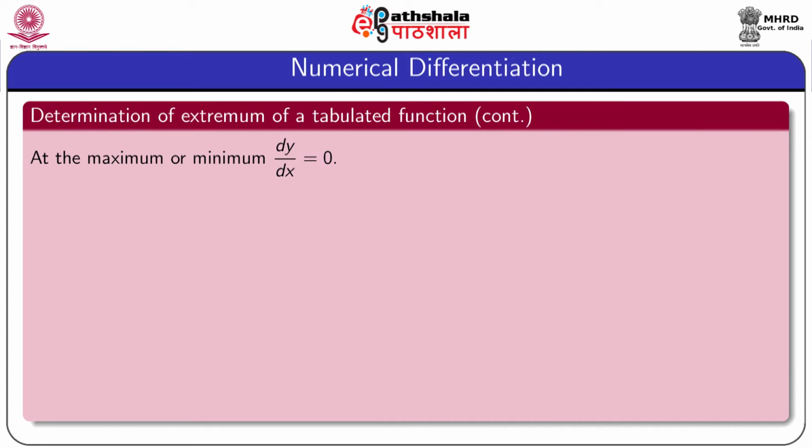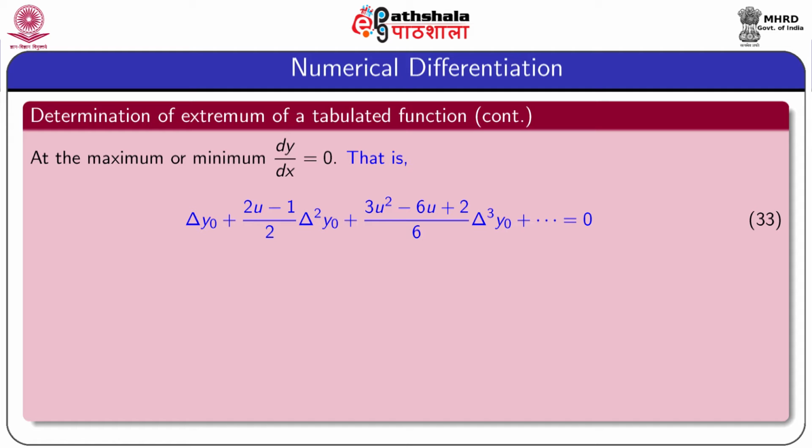As per calculus, we know that the maximum or minimum values occur where dy/dx equals 0. This is the sufficient condition for the extremum. Therefore, from the previous equation we have Δy0 + (2u − 1)/2 Δ²y0 + (3u² − 6u + 2)/6 Δ³y0 + ... = 0. That means this is the expression for the first derivative of y.